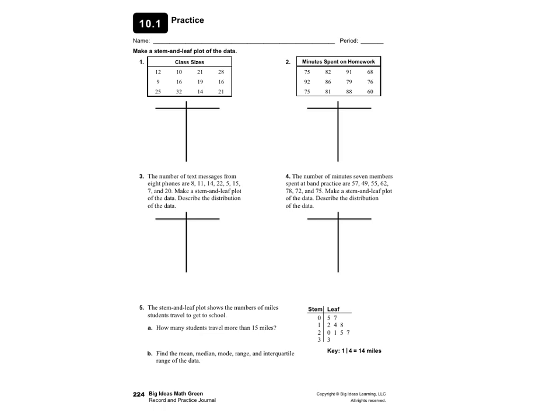All right, I need you guys to turn to the practice side of 10.1. We're going to do a couple of practices of making stem and leaf plots. Here I have some data of class sizes. Some are 12, some are 21. If I look at it, I like to find my minimum amount, which looks like a 9, and it goes all the way up to a 32.